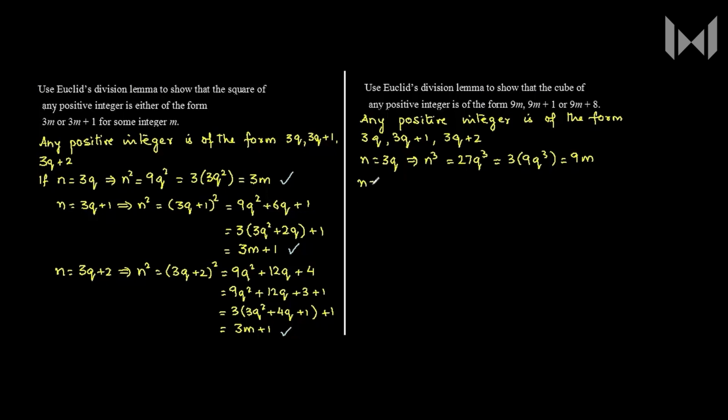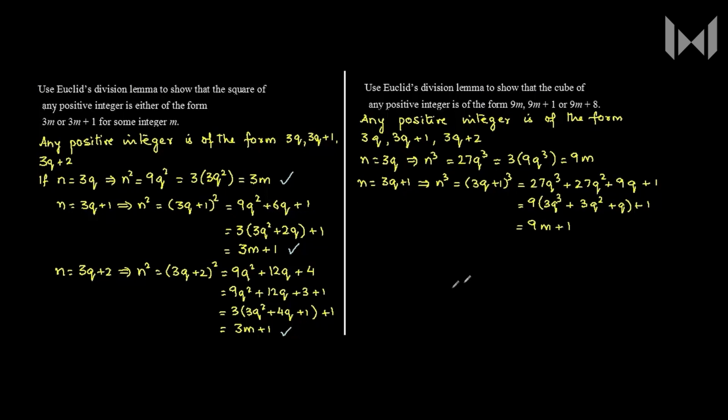Now if we talk about n is equal to 3q plus 1, it implies n cube is equal to (3q plus 1) the whole cube. Now we apply the formula of (a plus b) the whole cube. So we have a cube plus 3a square b, so that's 27q cube plus 9q square, plus 3ab square, 9q, and plus b cube. Now we get 9 common from the first 3. So it is 9(3q cube plus q square plus q) plus 1. And this results into 9m plus 1.